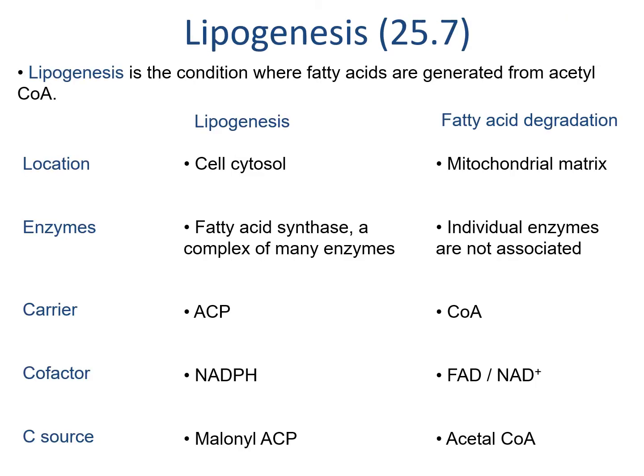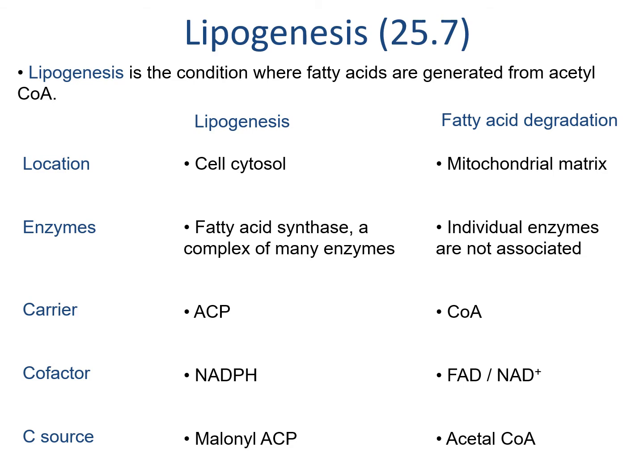Lipogenesis, which again is the anabolic pathway where we synthesize fatty acids from acetyl-CoA, is very similar to the reverse catabolic counterpart, fatty acid degradation. Because we sometimes need to synthesize different fatty acids than are available, both processes will sometimes occur at the same time. For this reason, they need to be separated and controlled individually.